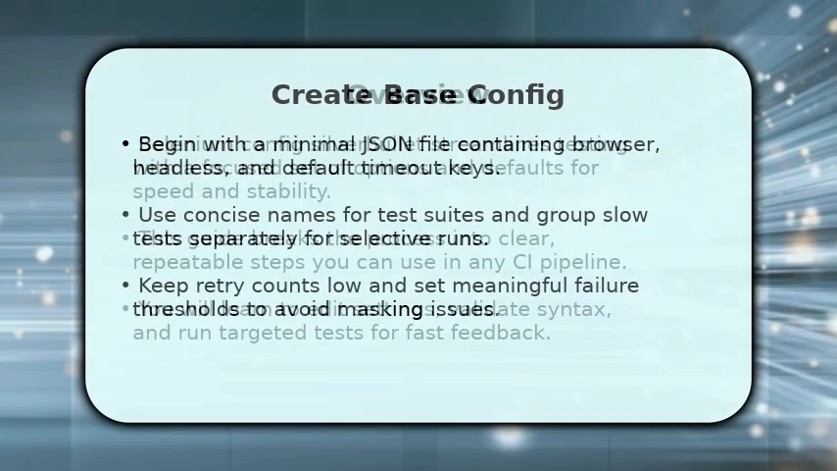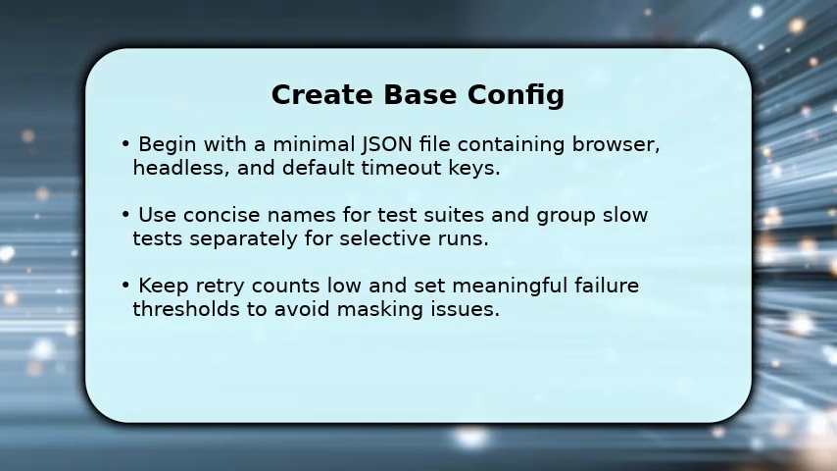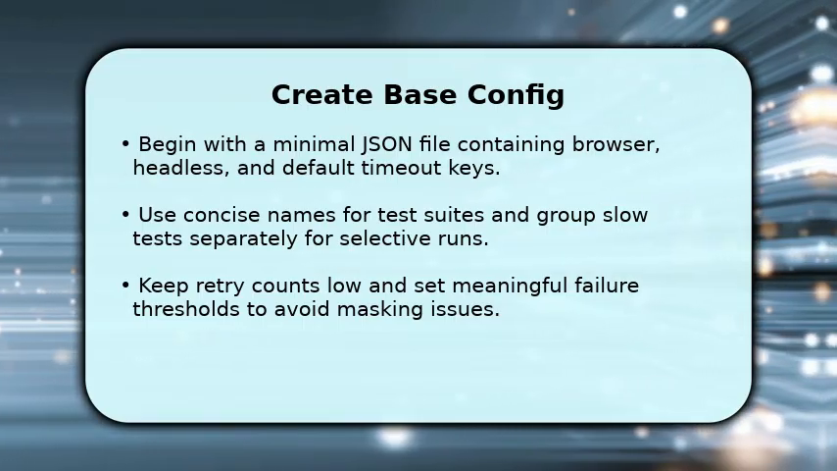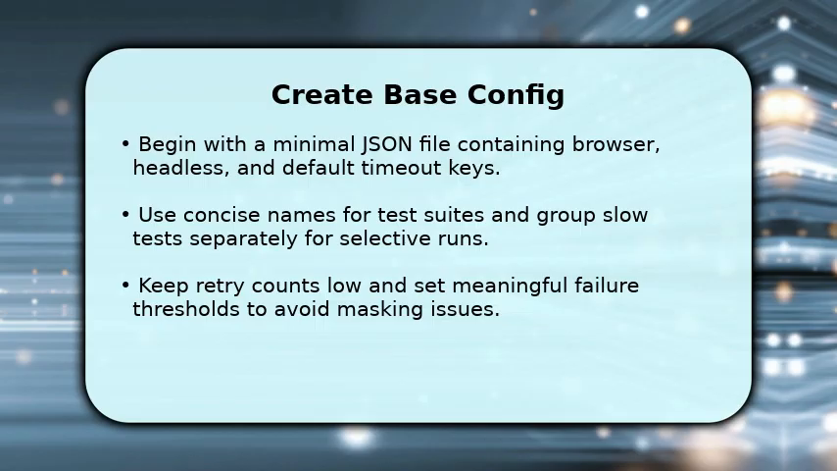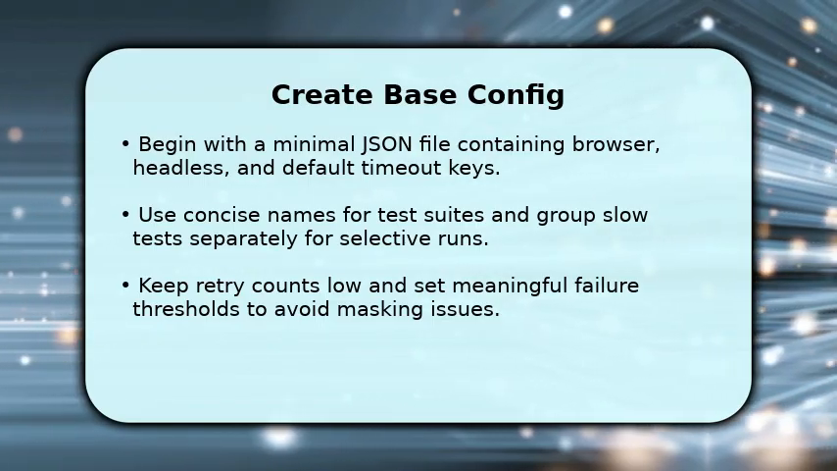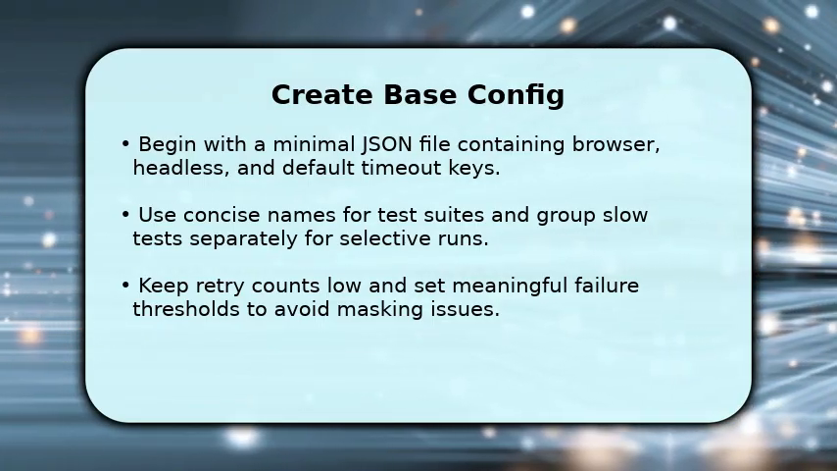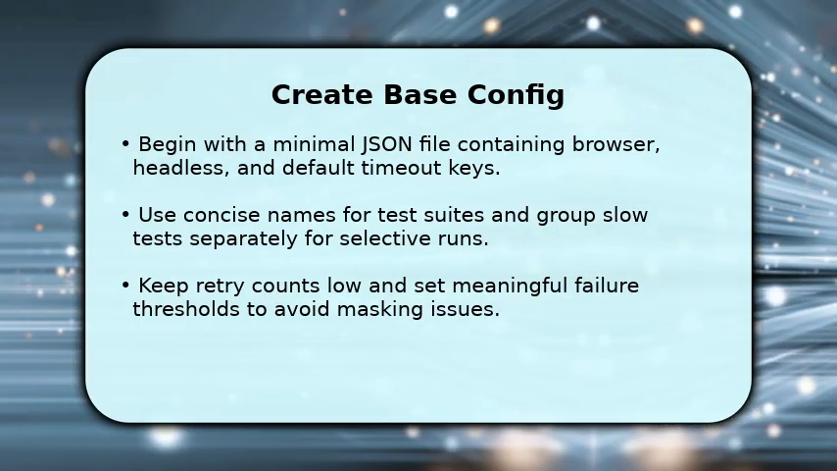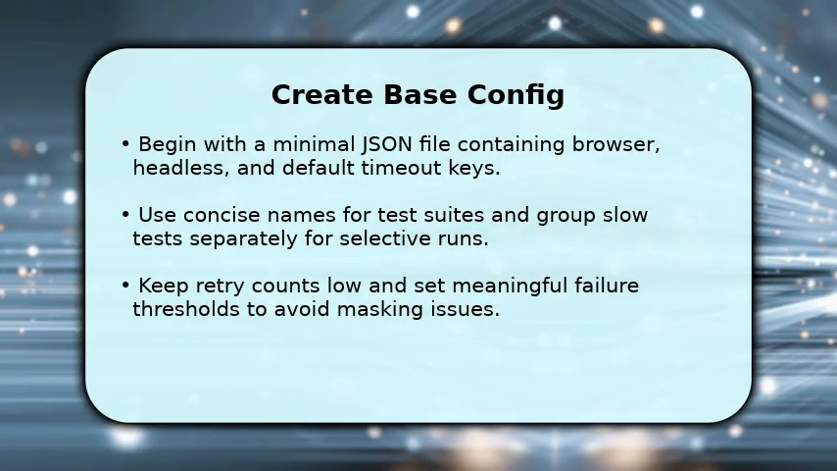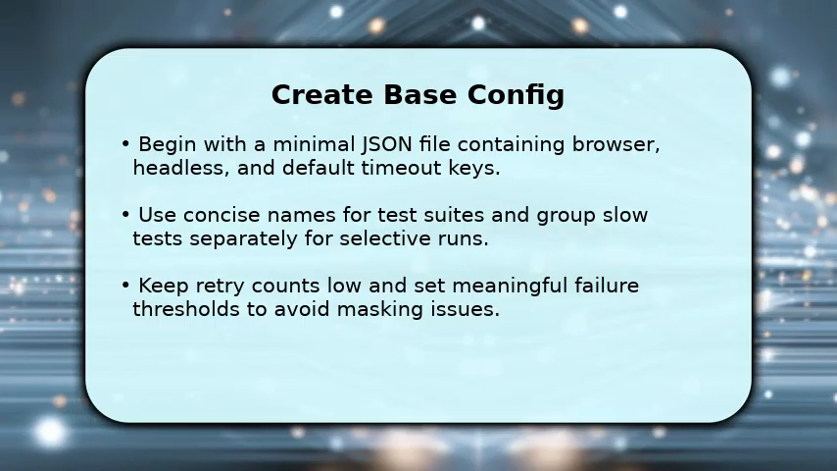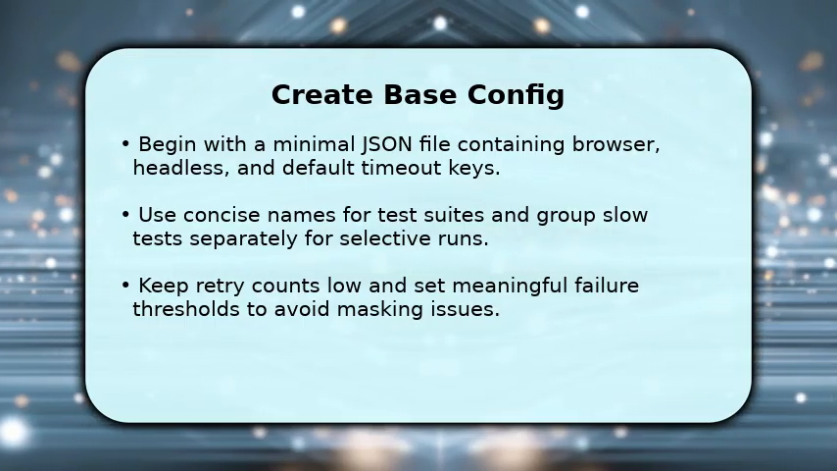setup. Start by creating the base Silverbullet config with only essential keys so changes stay focused and reversible. Set browser to Chrome, enable headless when needed, and choose a modest default timeout. Group slow or flaky tests into a separate suite to avoid slowing every run. Keep retry counts low to surface real issues quickly. Validate syntax with a linter and commit the minimal config to your repository for team use.